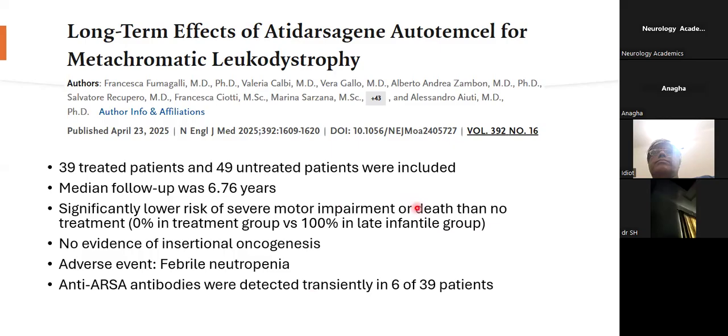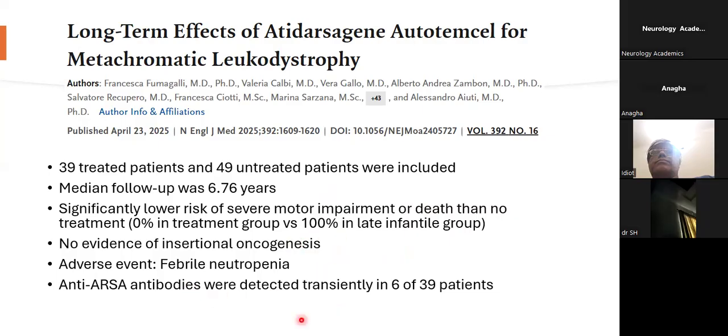Coming to the trial that looked at this ARSA cell therapy for MLD, this was published in April 2025 in NEJM. 39 treated patients and 49 untreated patients were included, with a median follow-up of 6 years. And at 6 years, there was a significantly lower risk of severe motor impairment or death compared to the no treatment group. That is, the risk of severe motor impairment and death was 0% in the treatment group compared to 100% in the late infantile group. And there was no evidence of insertional oncogenesis, unlike the ALD therapy that we have seen.